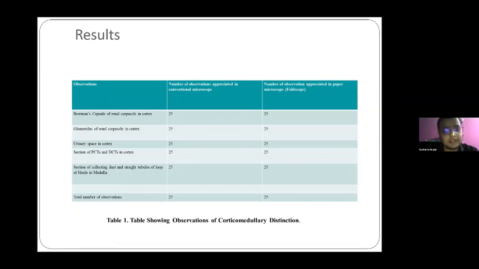Similarly, in the collecting duct and the loop of Henle, the lining epithelium and the features were identified, and the total number of observations was 25. In this observation, the corticomedullary distinction was appropriate with the help of the Foldscope as well.